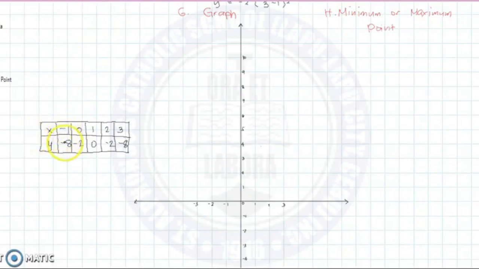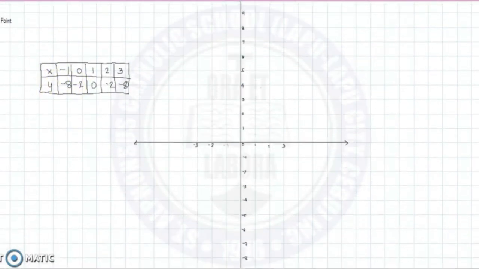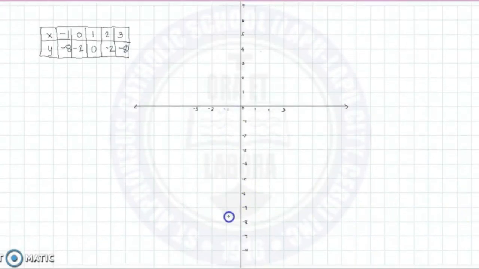So we will start with negative 1, negative 8. Negative 1, negative 8 is in this part. I want you to label it properly. Next, 0, negative 2. So 0, negative 2 is in this part. Next, 1, 0. 1, 0 is in this part. Label it 1, 0. 2, negative 2, in this part. Lastly, 3, negative 8. So 3, negative 8 is in this part.